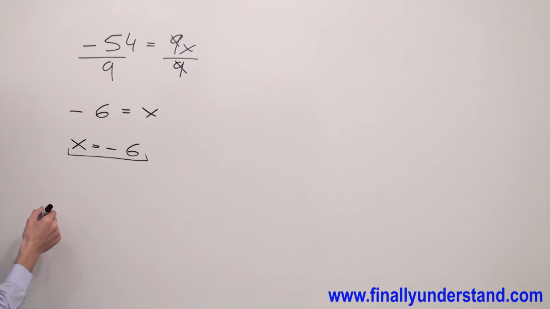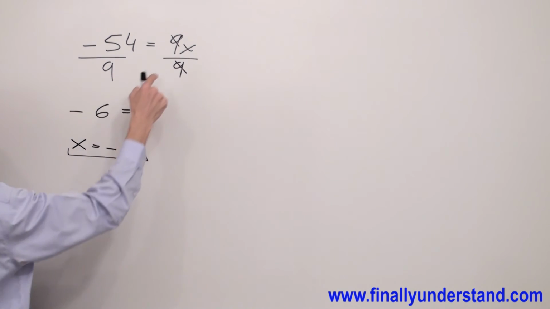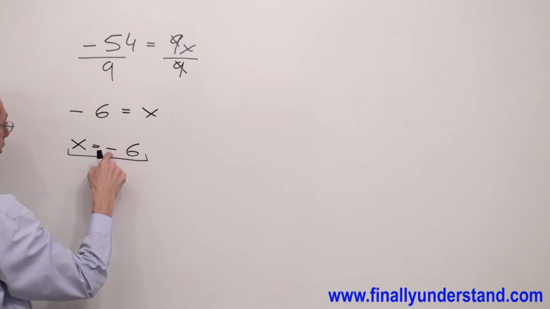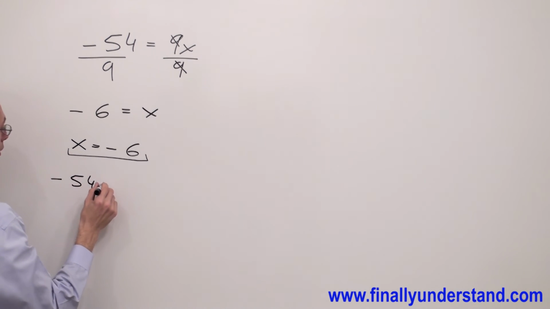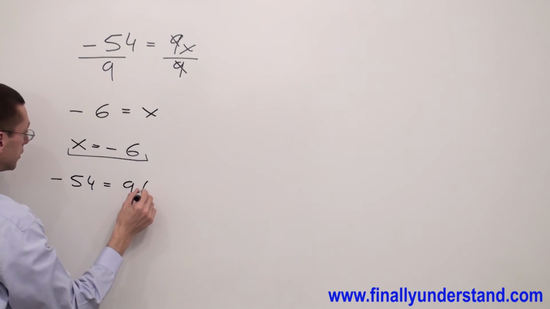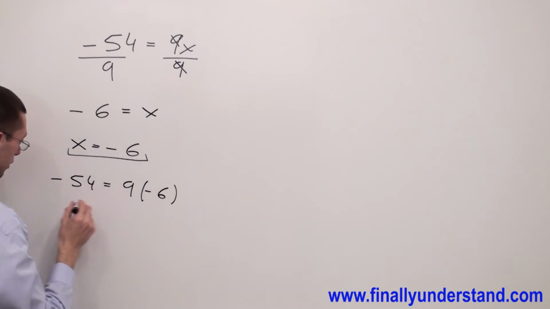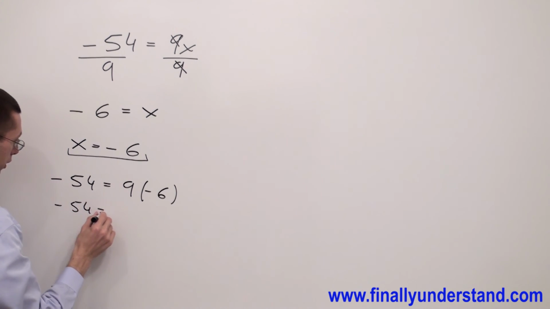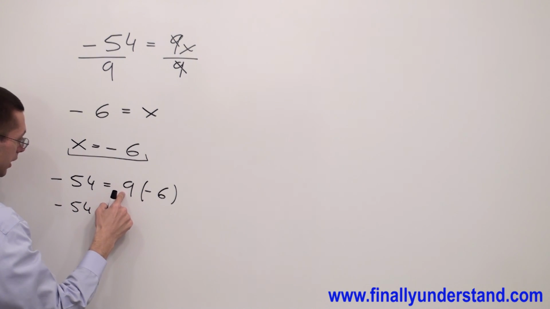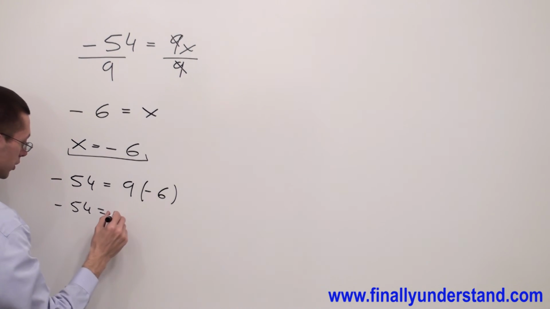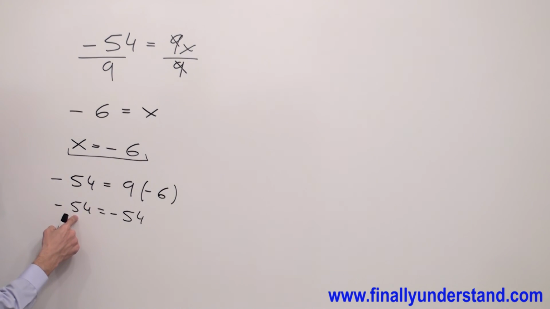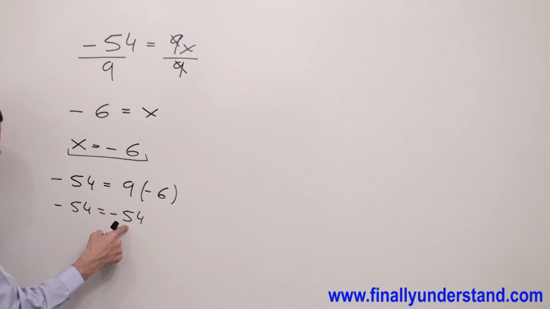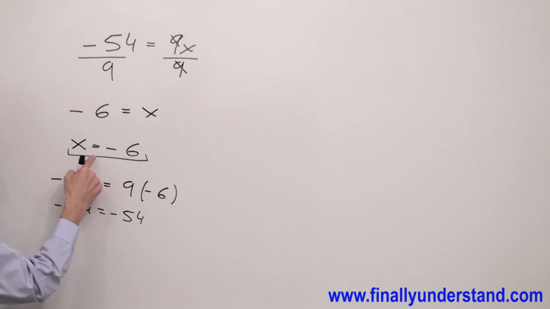If you want to verify the answer, simply replace this x by negative 6. So I'm going to have minus 54 equals 9 times negative 6. Minus 54 equals positive 9 times negative 6 is negative 54. As you can see, the left side of my equation is equal to the right side of my equation. That's why x equals negative 6 is the solution to my problem.